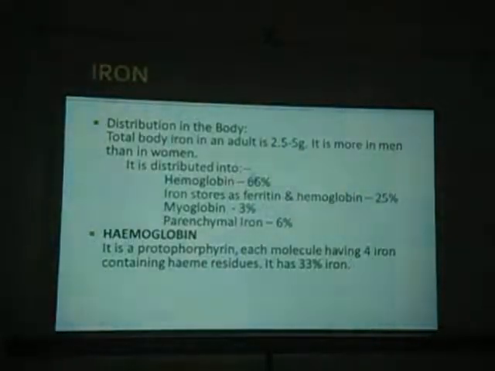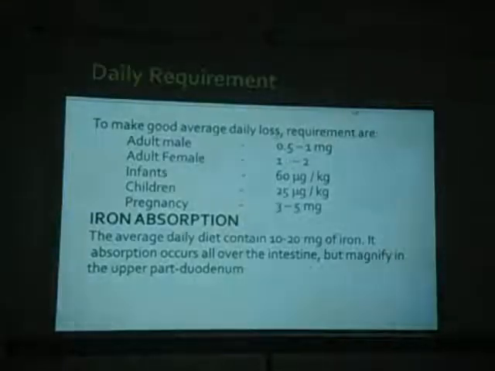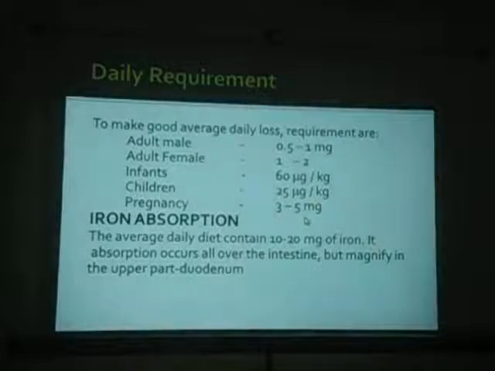The majority is in the form of hemoglobin, and another 25% is in the form of stores. Some amount is present in the muscles and parenchyma. Hemoglobin is a protoporphyrin containing 4 iron containing heme residues. The daily requirement is about 0.5 to 1 milligram. The requirement increases in pregnancy, 3 to 5 milligram per day. Another thing is only 1/10 of it is absorbed, which means you need to give 10 times of it.